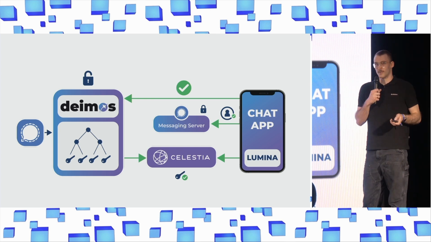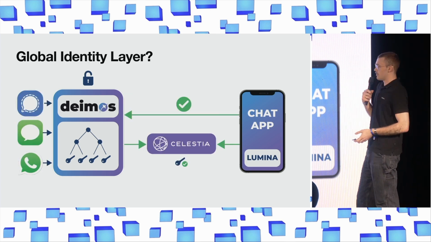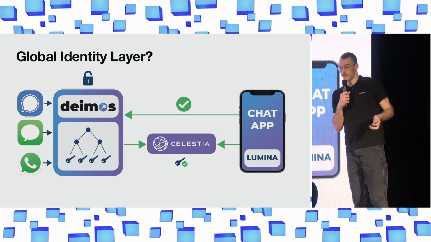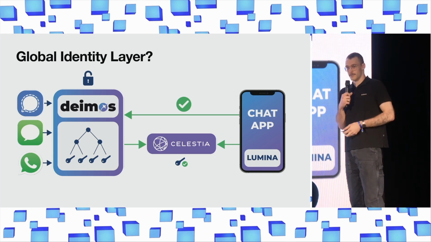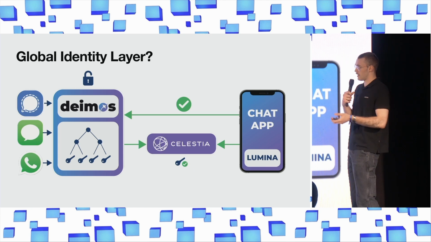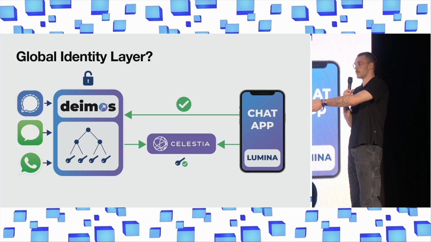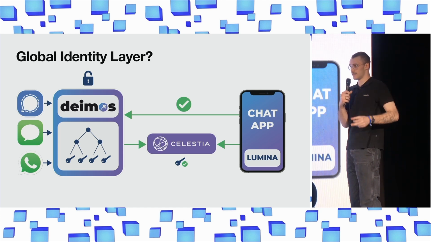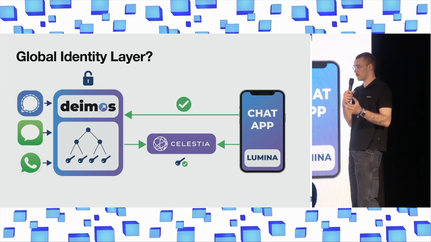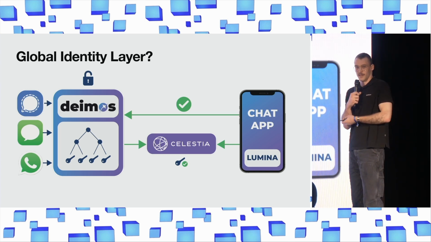But you can actually take this one step further. You could even make a global identity layer out of this, right? You could say that all chat apps use the same key directory, because right now they all have their own. They all have their own Merkle tree of public keys that is siloed off completely from the rest of the world, can't interact with them.